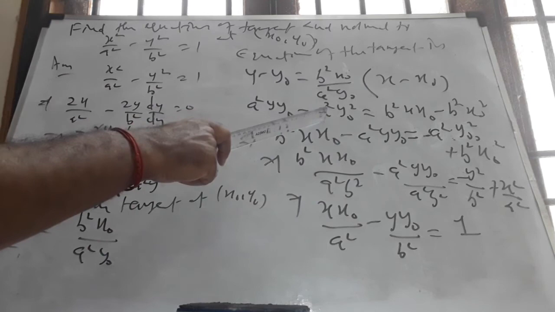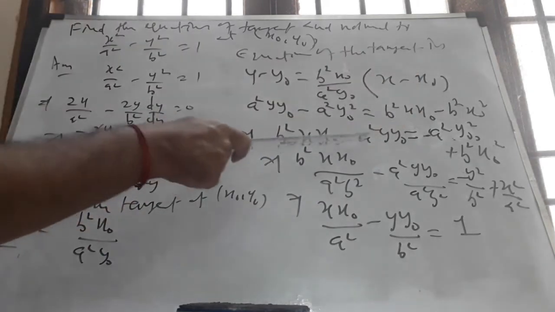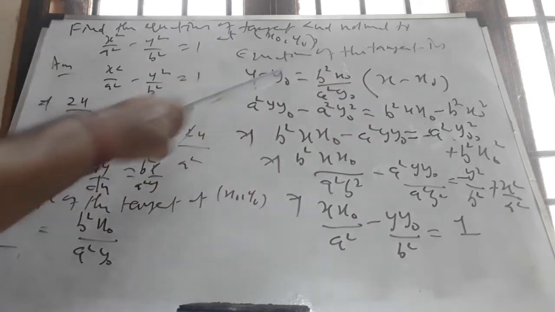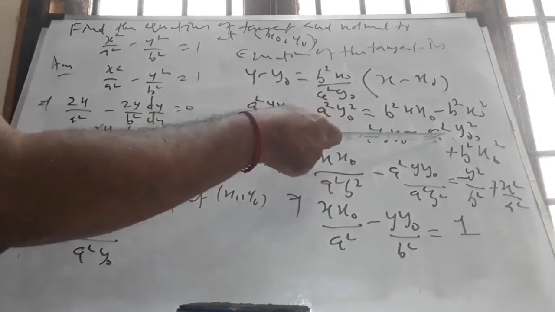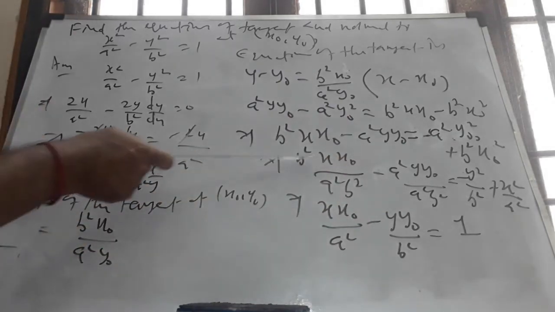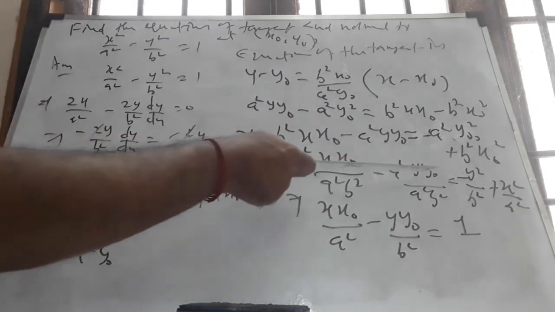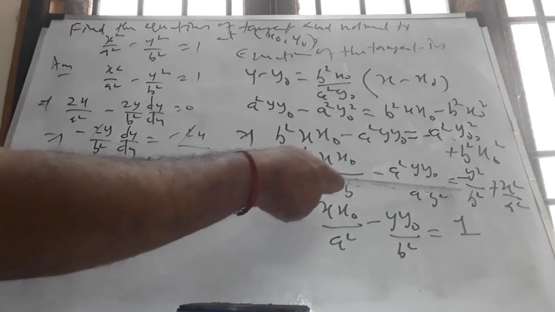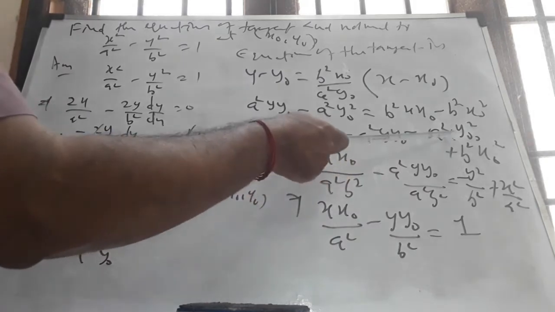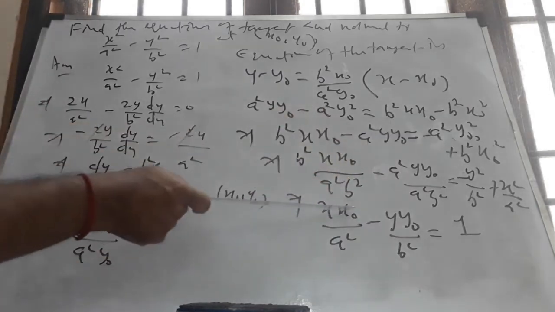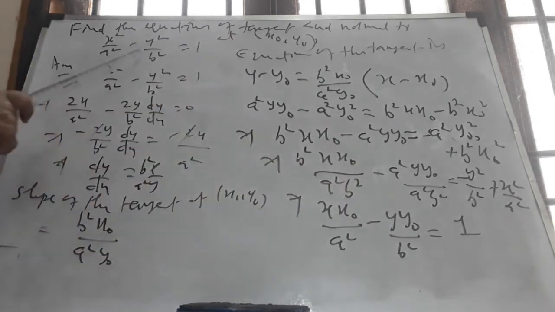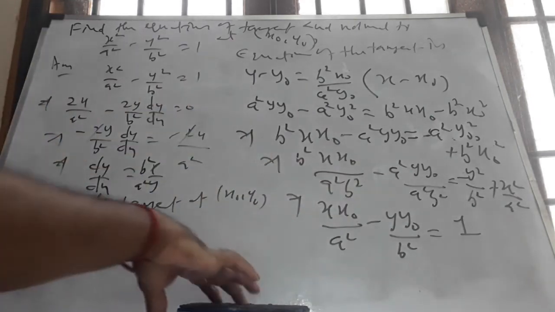I am bringing this to the other side. b square x naught minus a square y naught is equal to, I am bringing this here, b square x naught square minus a square y naught square. I am dividing throughout by a square b square. Therefore, b square x naught by a square b square minus a square y naught by a square b square is equal to minus y square by b square plus x square by a square. Here b square gets cancelled, a square gets cancelled. Now x naught by a square minus y naught by b square is equal to 1, because it's a point on the curve, it satisfies the equation of the curve.